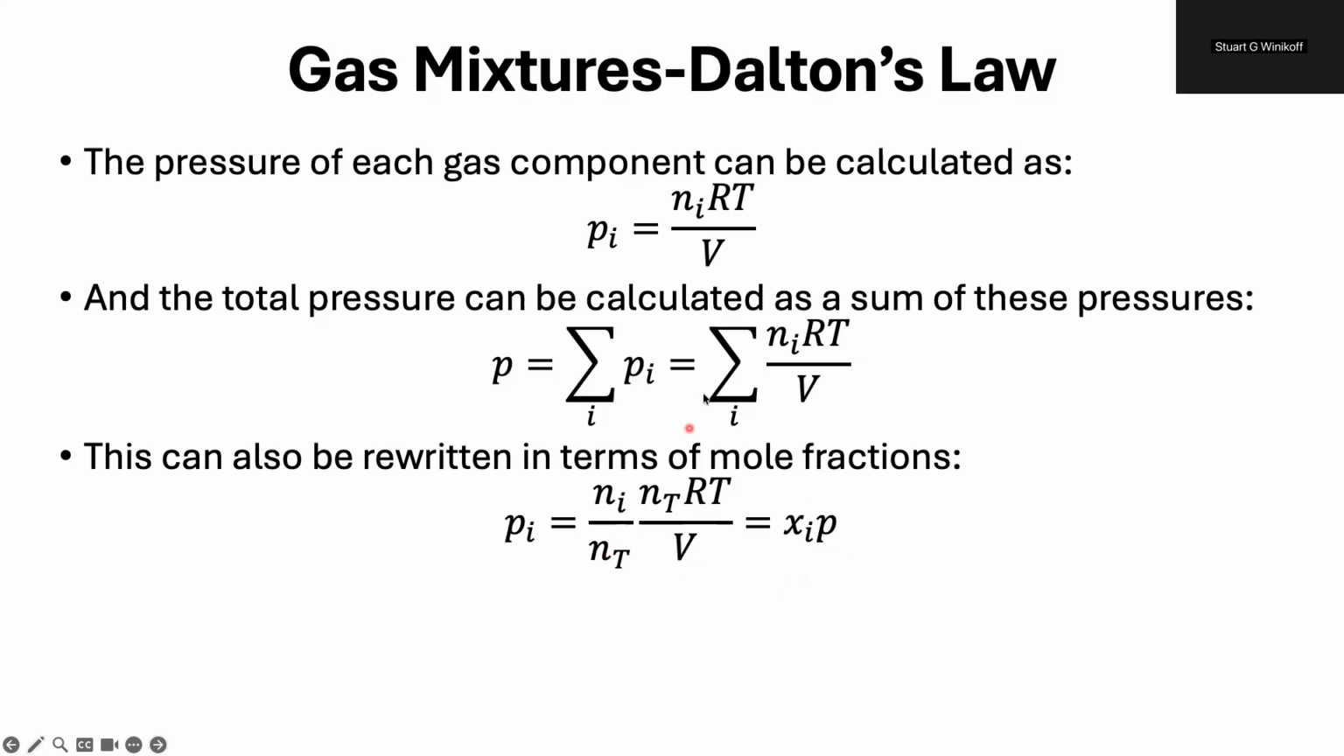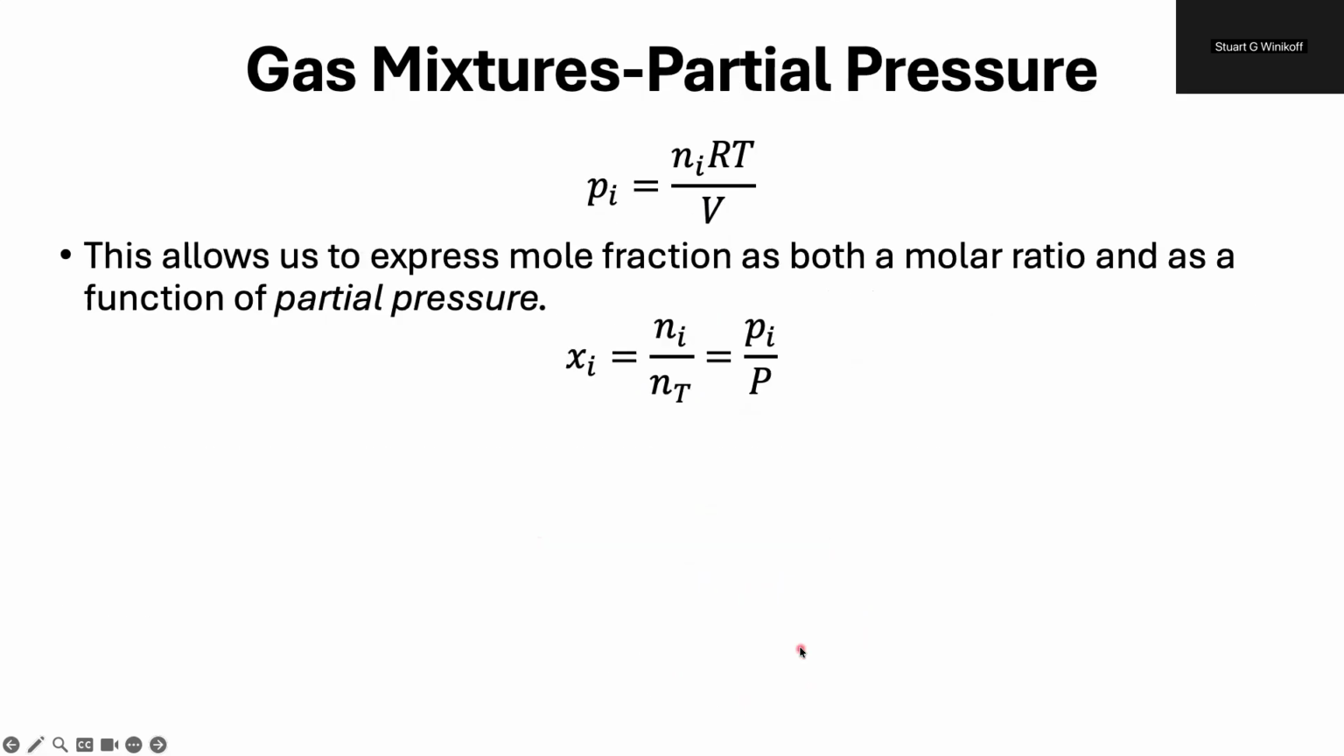So this means that not only can I determine my partial pressures from the moles of each component, I can also determine it from the mole fractions of each component. Where again, just as a reminder, the mole fraction is simply just the moles of each component divided by the total moles. So this is actually fairly useful. And what this does is it really lets us express our mole fraction not only as a molar ratio of the amount of each substance over the total, but also of the partial pressure of each substance over the total pressure.